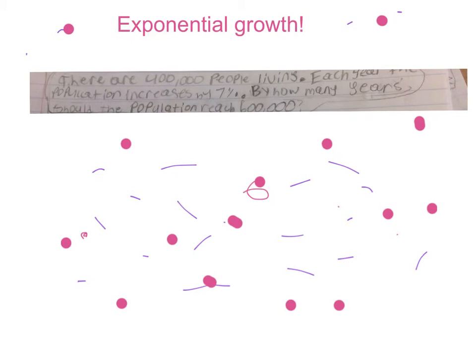This is the exponential growth problem. If you can't see it, this is what it says. There are 400,000 people living in Pokeville. Each year, the population increases by 7%. After how many years should the population reach 600,000?